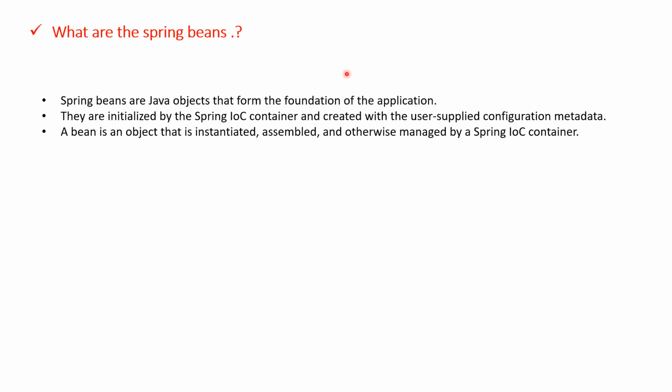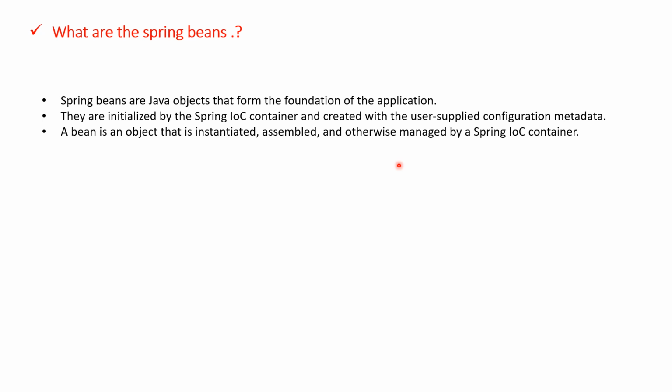So normally we know, right? If you are doing Java applications, obviously all will be dealing in the form of objects only. So Spring Beans are nothing but Java objects that form the foundation of the application. They are initialized by the Spring IOC container and created with the user's supplied configuration metadata. So it will be initialized by the Spring IOC container itself, based on our user specifications, right?